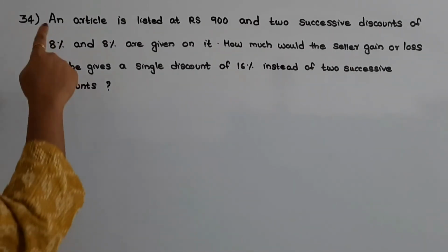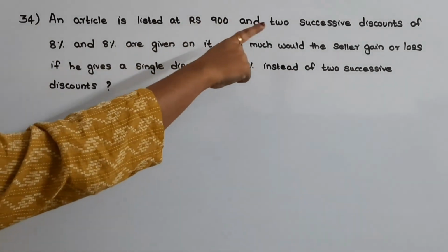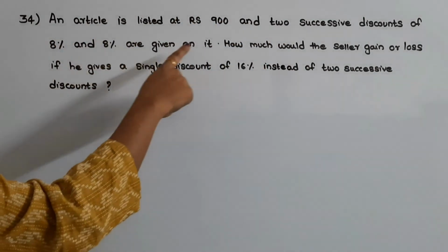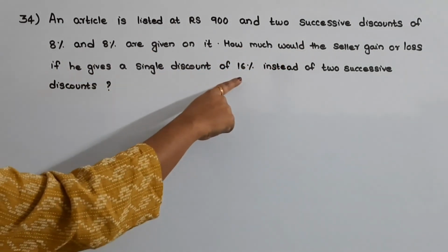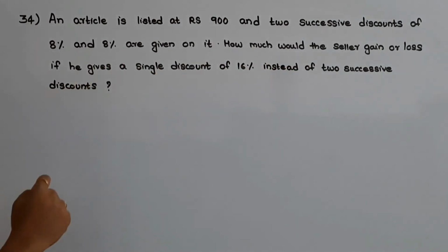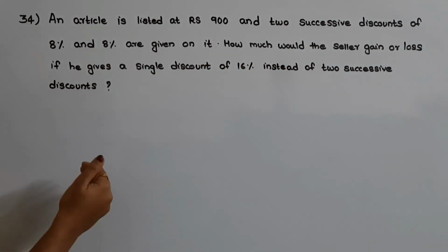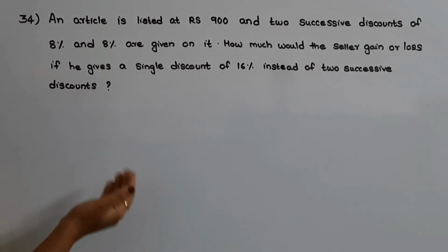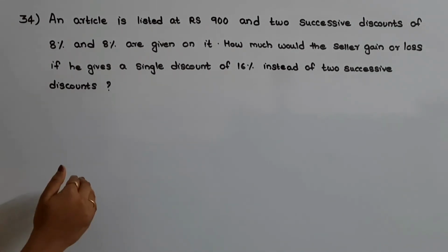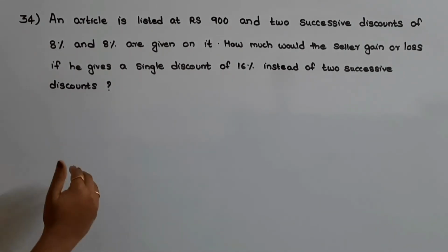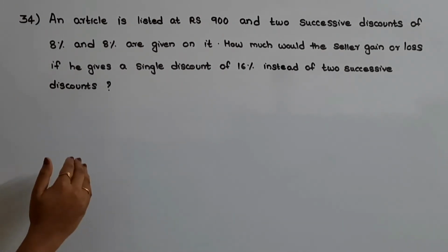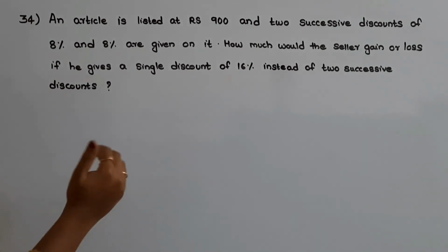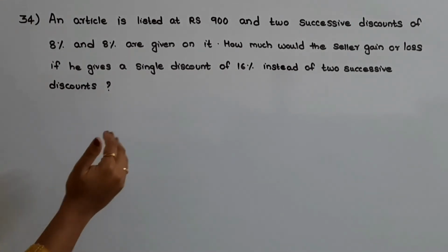The next question is, an article is listed at rupees 900 and two successive discounts of 8% and 8% are given on it. How much would the seller gain or lose if he gives a single discount of 16% instead of two successive discounts? So in this question they are telling that initially a seller is providing two successive discounts on an article. Okay, after that he is providing a single discount. So we need to find out the seller's gain or loss when he is providing a single discount instead of two successive discounts. Okay, so first he is providing two successive discounts. So we need to find out his equivalent successive discount.